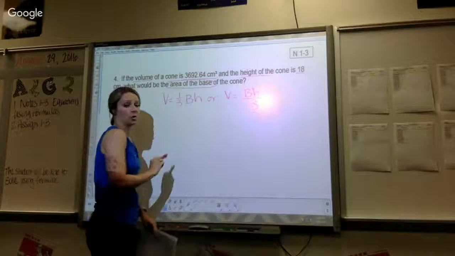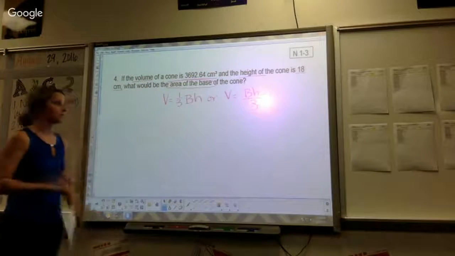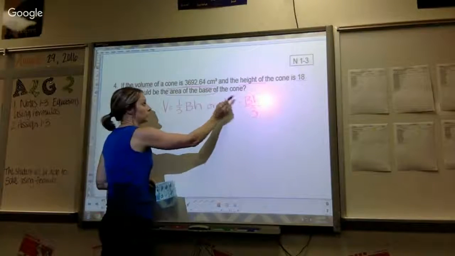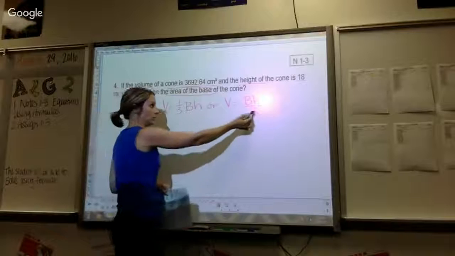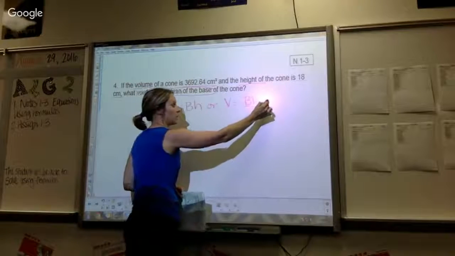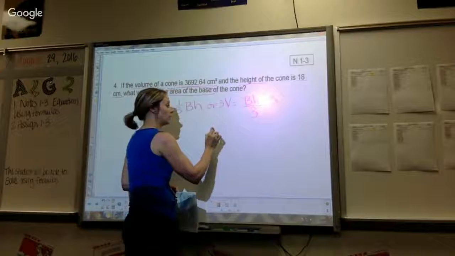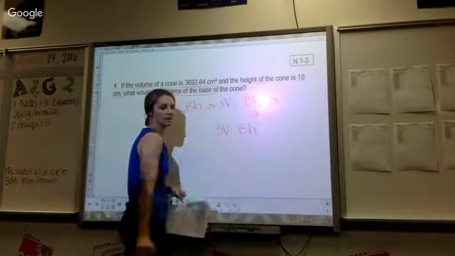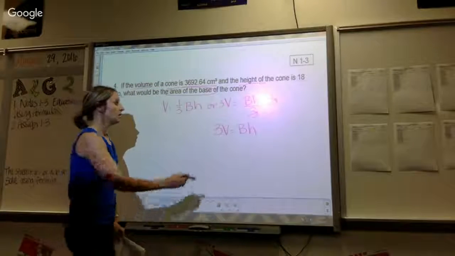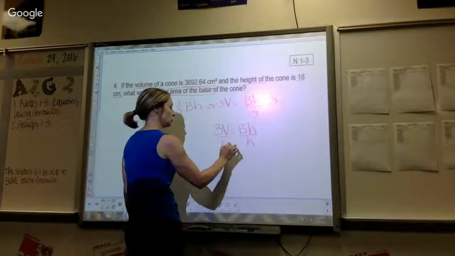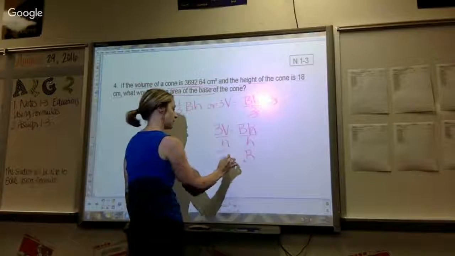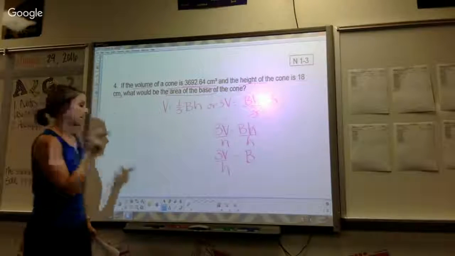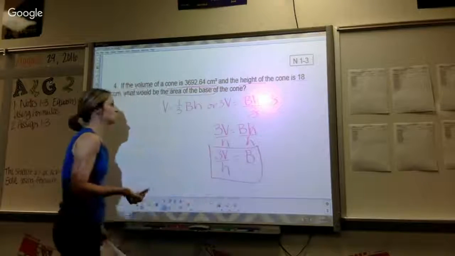So when you're multiplying by 1/3, same thing as dividing by 3. So you could also use that formula, which I'm going to use. So I'm looking for big B, which is the area of the base. So I need to get rid of this 3. I'm dividing by it, so the opposite would be to multiply. So I get 3B equals big B times H. Then I'm dividing by H. So the area of the base equals 3 times the volume divided by the height. So there's my equation that I'm going to use.